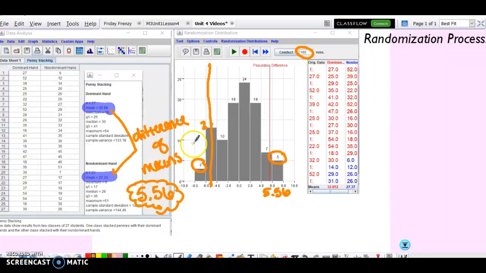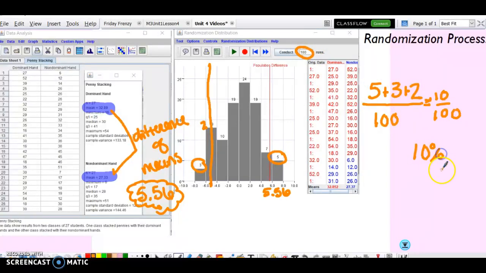So I'm going to take my outside studies who said they had even greater difference than I did and add them together. So I've got 5 on the right side where my dominant hand was better, plus the 3 that I know for sure, and I'm estimating the 2. Again, if you estimate nothing or if you estimate different, that's fine. Just show your work. And then we divide that by 100 because we ran 100 trials. Well, of course, that makes 10 over 100, and therefore that's 10%, meaning 10% of the time, my dominant or non-dominant hand actually had a better stacking over than 5.5 chips more than my other hand.